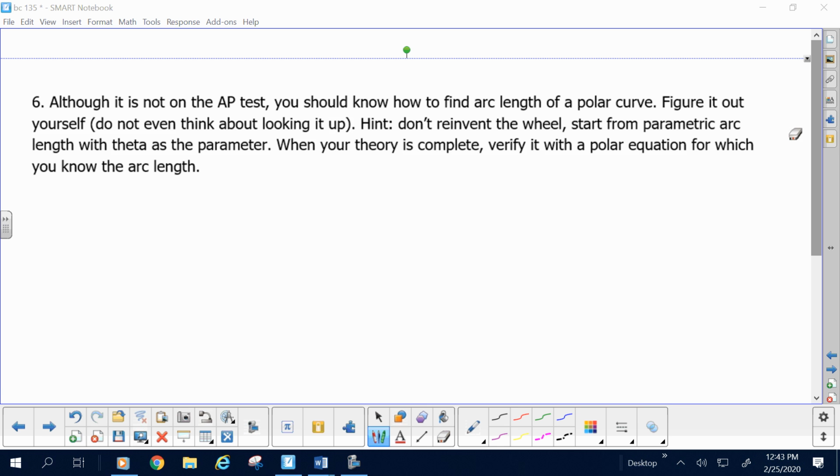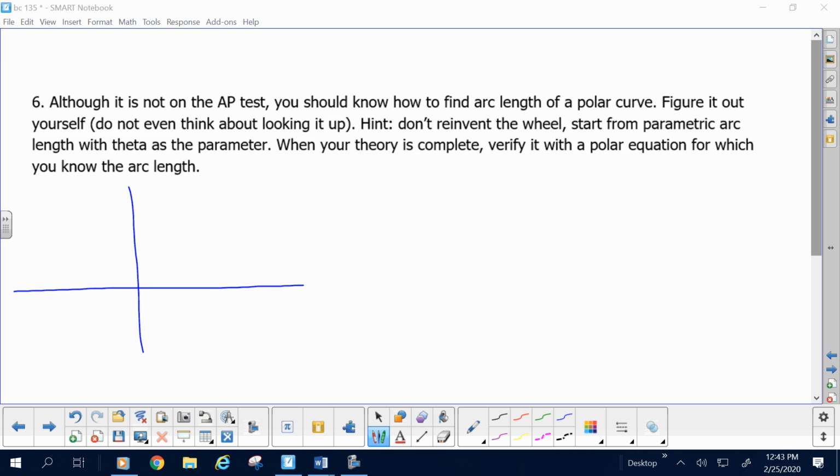So it's not on the AP test, but it is part of a lot of college calc textbooks. Arc length of a polar curve. Don't reinvent the wheel. Start from parametric arc length and theta as the parameter. When your theory is complete, verify with a polar equation for which you know the arc length. So I'm thinking maybe a circle or something like that, yeah? That's not a circle, obviously. So I want this length, yeah? And then add lots of them.